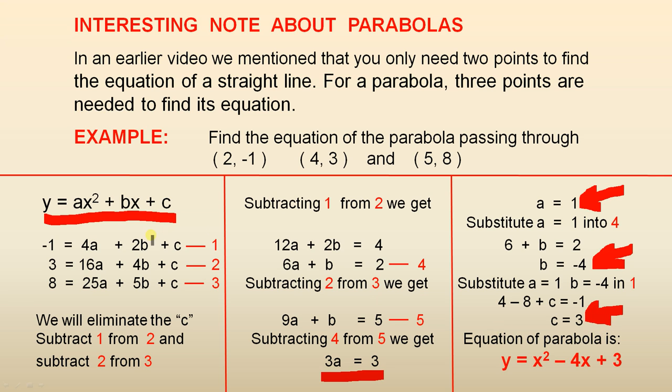Now if we substitute a, b and c, the values that we found, into this general formula, so we put a equals 1 here, b equals minus 4 there, and c equals 3 here, we get the equation of the parabola is y equals x squared minus 4x plus 3. And that's the answer.